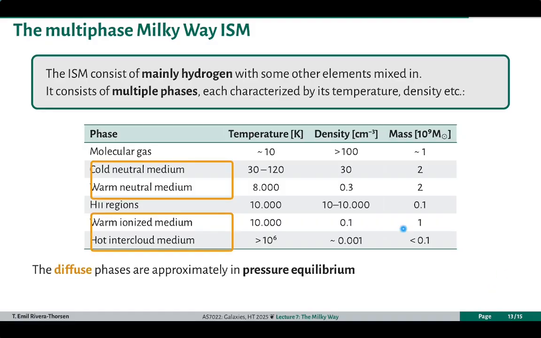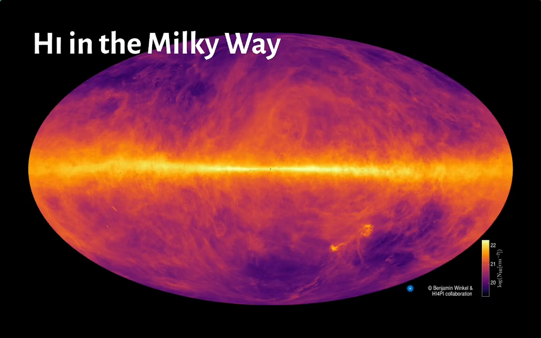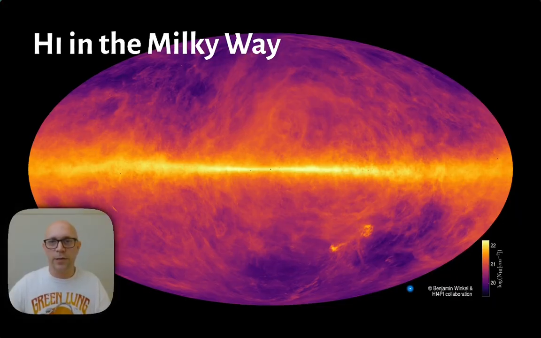The diffuse phases, that is the cold neutral, warm ionized, and hot intercloud medium together, are approximately in a kind of pressure equilibrium in the Milky Way, whereas the other phases are definitely not. This picture here we have seen before. This is the HI in the Milky Way.